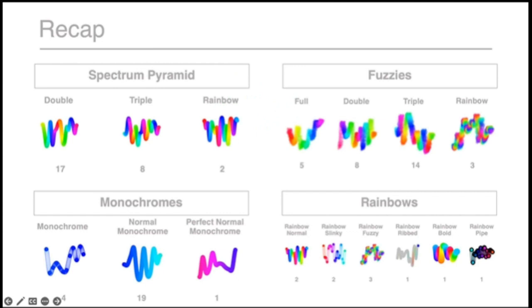First, let's do a quick recap of what we've seen so far. Session 1 was expanding von Mises' work defining perfect and full spectrums, and we introduced doubles, triples, and rainbows. Session 2 was a deep dive on fuzzies, and session 3 was all about monochromes and rainbows. Now, let's get into session 4.